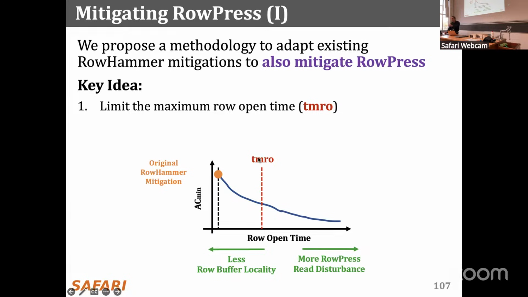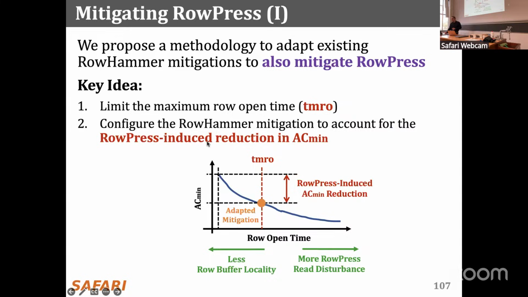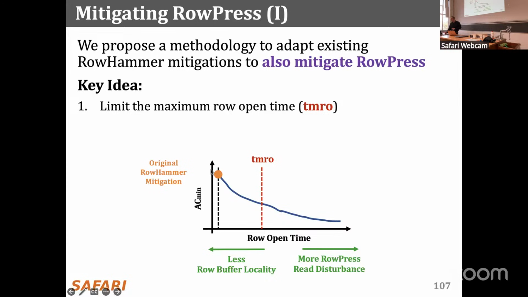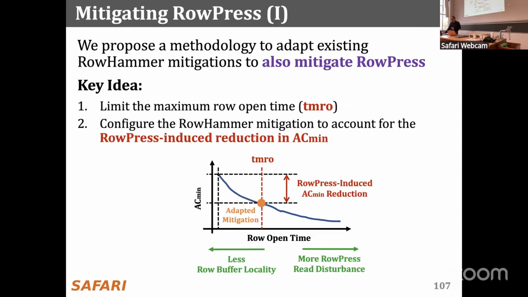So you limit the maximum row open time. And then you configure the RowHammer mitigation to account for the reduction that happens in AC min. So this is the original RowHammer mitigation configured for some AC min based on testing. And you look at what happens at maximum row open time to the AC min, because you keep testing the chip, and you change the adapted mitigation strength. That's the idea. For example, you refresh rows more frequently, or you throttle rows earlier.